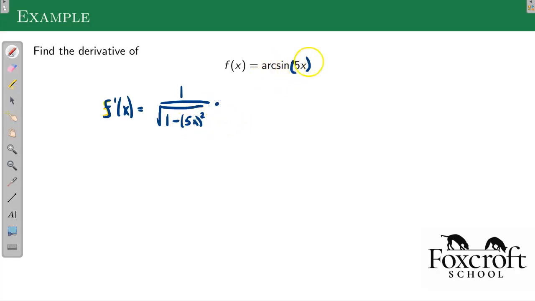And I multiply that by the derivative of the inside. The derivative of 5x is 5. So my final answer is 5 over the square root of 1 minus 25x squared. Again, just applying the chain rule to that page. Again, you don't have them memorized yet, so we'll keep referring to that slide. But as long as you're putting things in the right place, you're good.